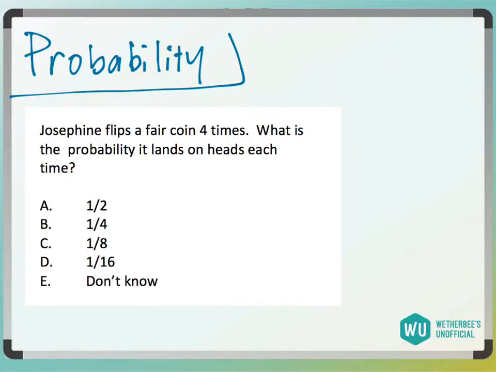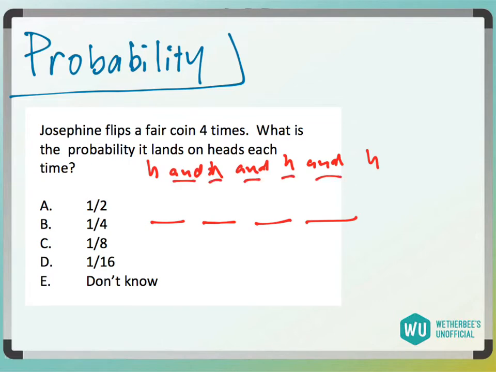All right, so we have that Josephine flips a fair coin 4 times. So I'm going to draw 4 dashes to kind of record all the probabilities, right? So it's the probability it lands on heads each time, which means heads and heads and heads and heads, right? So I want to do compound probability where it's like one thing, then another thing, then another thing, and then another thing.